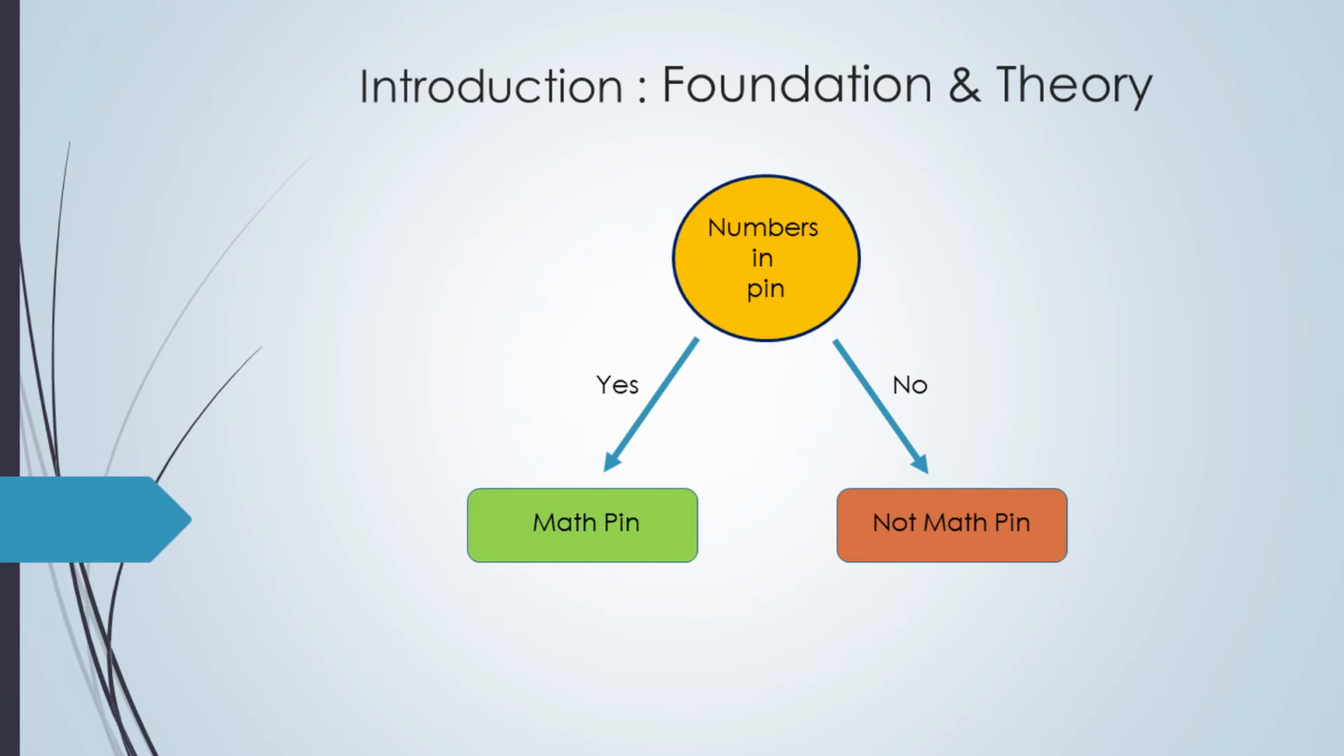And to do that, we'll use some features of the pin itself. For instance, whether or not there are numbers in the pin. That might be a good sign of a math worksheet. So we'll say if a pin has numbers in it, we'll label it as math. And if it doesn't, it gets labeled as non-math.